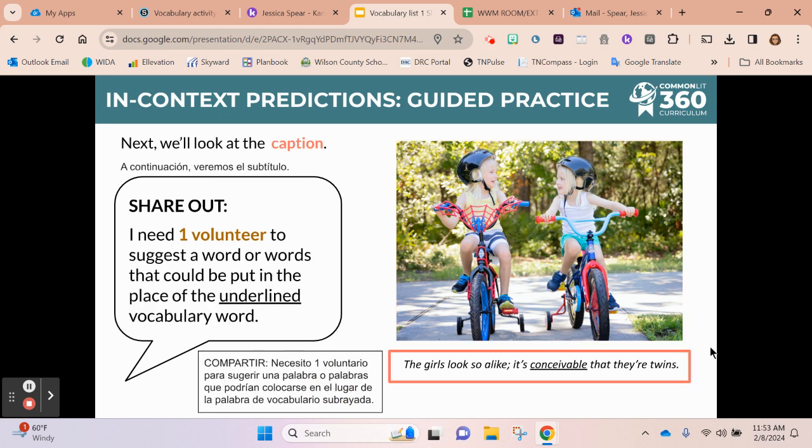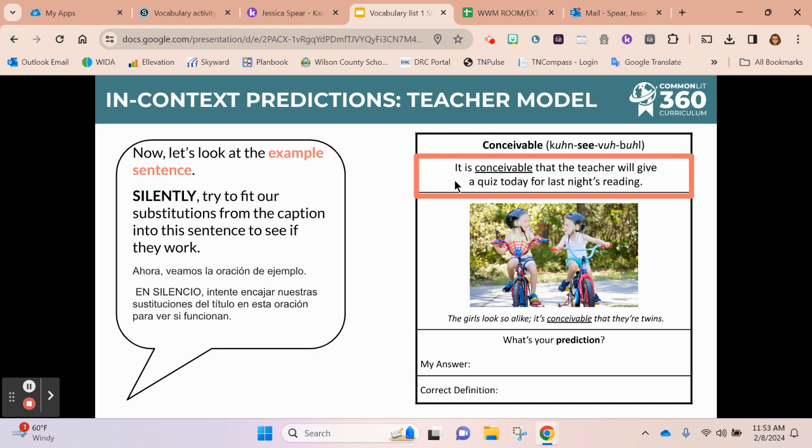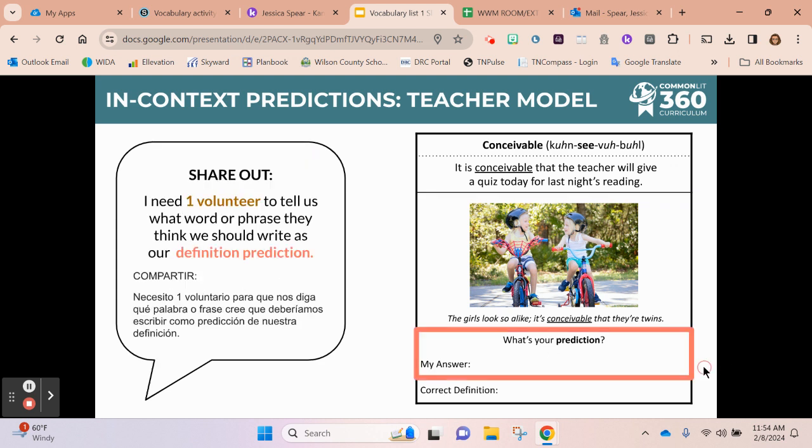Now it says to look right here at our caption. The girls look alike, so it's conceivable that they are twins. Now our example sentence: it is conceivable that the teacher will give a quiz today for last night's reading. So now we want to figure out, based on how conceivable is used in both of those sentences, what do we predict the meaning of conceivable is? And then you would type it right here, okay?